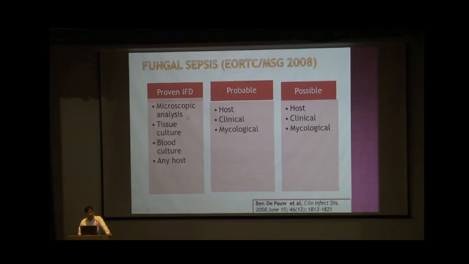In proven invasive fungal infection, we have to have direct evidence of fungus in the tissue, whereas in probable, we can have clinical and mycological criteria along with a host factor which suggests that the host is immunocompromised or has a dysregulated immune response. Possible fungal infection usually doesn't need mycological criteria, but there has to be an immunocompromised host along with all the clinical criteria that is used for fungal infection.